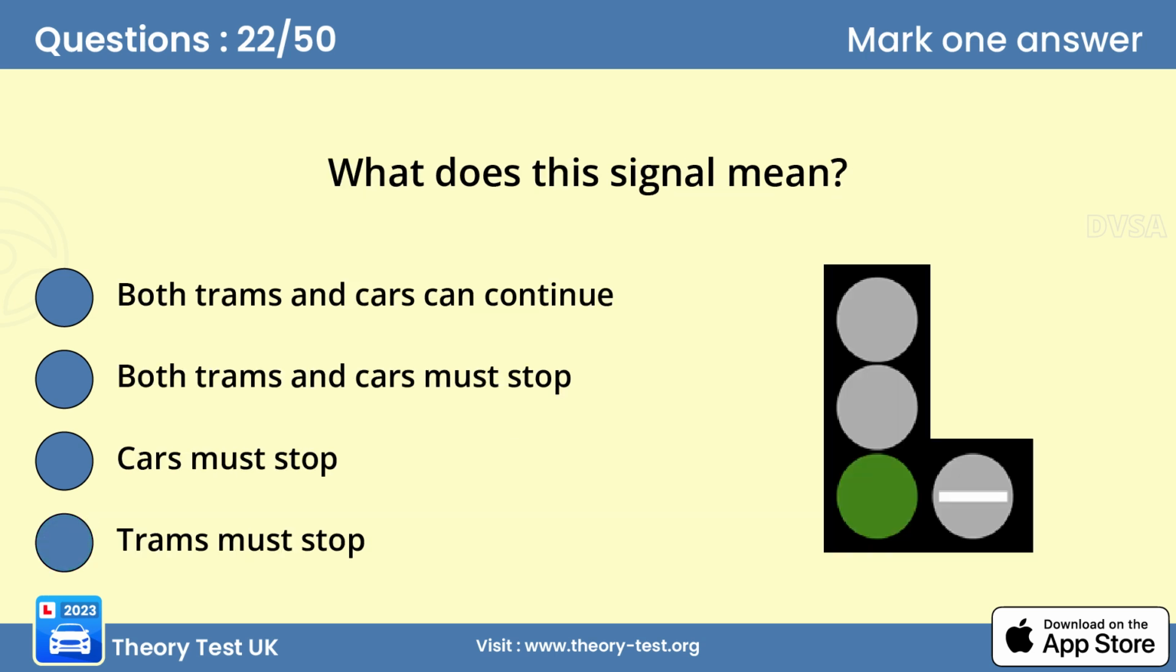Question 22. What does this signal mean? D. Trams must stop. The white light shows that trams must stop. The green light shows that other vehicles can go if the way is clear. Trams are being introduced into more cities, so you're likely to come across them, and you should learn which signs apply to them.